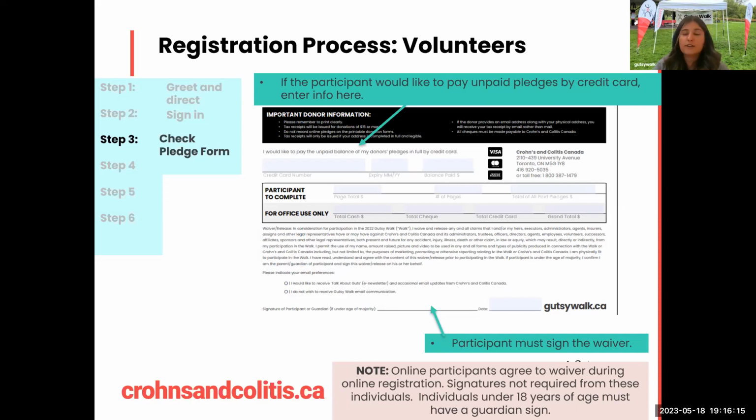Here you'll also have, if there are any unpaid pledges by credit card, if they do agree, yes, I want to pay it off, then they can enter their credit card information there. And again, please highlight that in yellow so we also don't miss that.